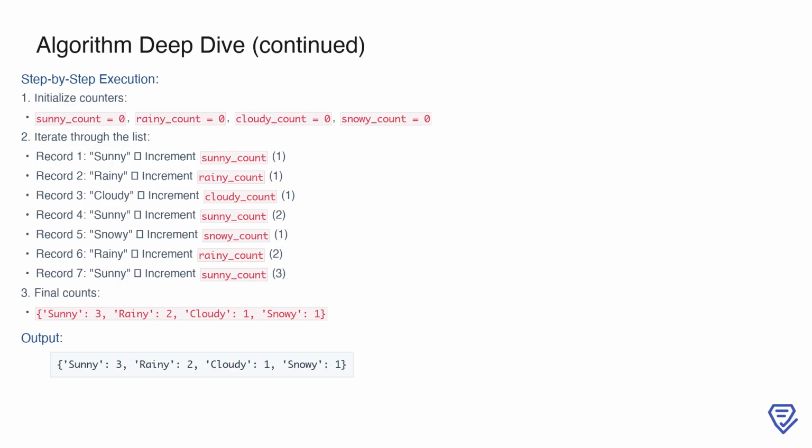The fourth record, another sunny, increases sunny_count to 2. Snowy increments snowy_count to 1, followed by another rainy, which updates rainy_count to 2. Finally, the last record, sunny, brings sunny_count to 3. After processing all the records, the final counts are stored in a dictionary: sunny: 3, rainy: 2, cloudy: 1, snowy: 1. This dictionary is returned as the output, providing a clear and concise summary of the weather type counts.